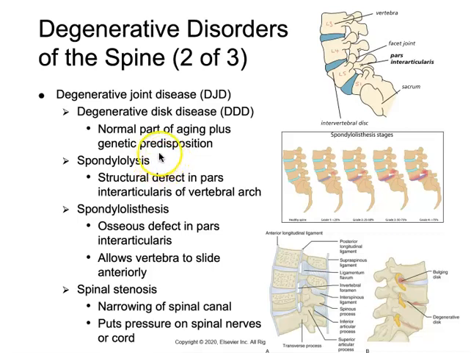Another condition is spondylolysis, and this is more of a structural type of defect, or it could be a fracture in an area called the pars interarticularis. This is a part of the vertebral arch. It's a narrow region located between the superior and inferior articular processes and allows for movement of our spine.